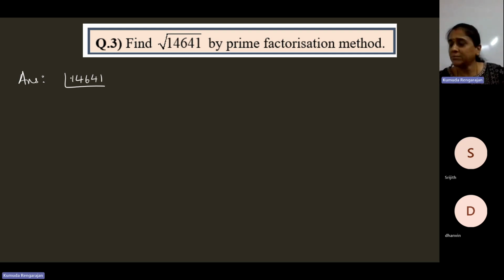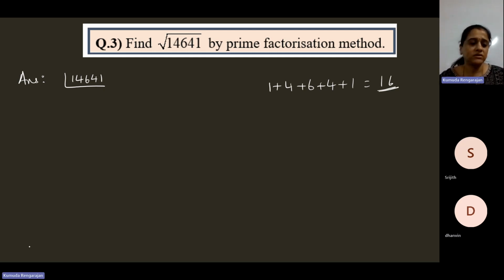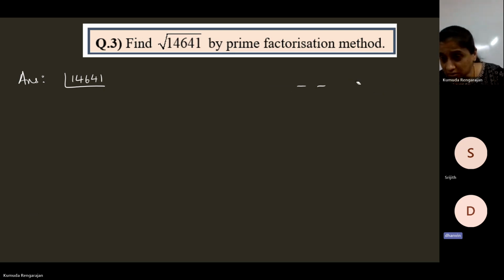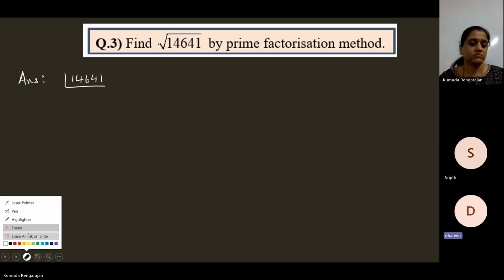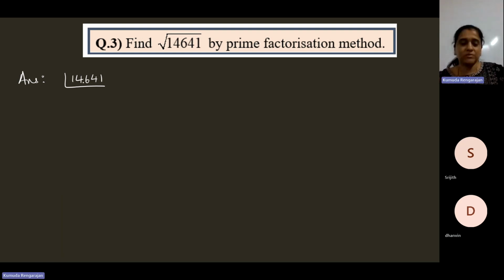What's the first prime number you've tried, Dhanvin or Srijit? Ma'am, 3. Yeah. 1 plus 4 plus 6 plus 4 plus 1 is 16. 16 is not divisible by 3. So this number is also not divisible by 3. Okay, 11. How many times? Okay, stop.